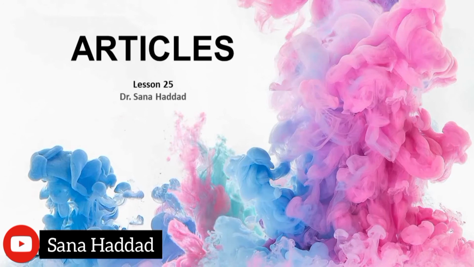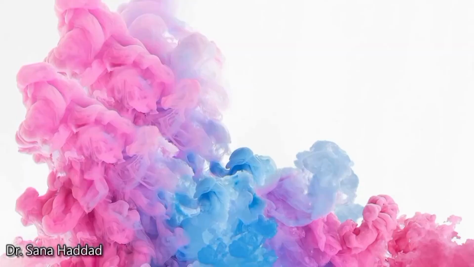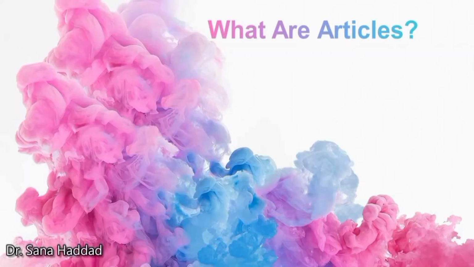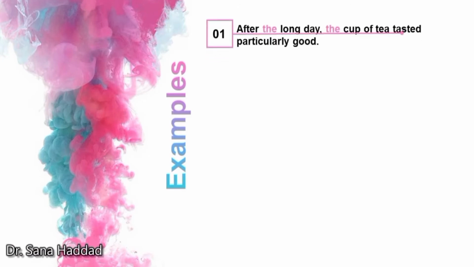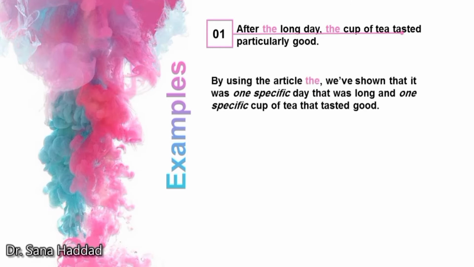Today we're going to talk about articles. What are articles? Articles are words that define a noun as specific or unspecific. For example, after the long day, the cup of tea tasted particularly good. By using the article the, we've shown that it was one specific day that was long and one specific cup of tea that tasted good.